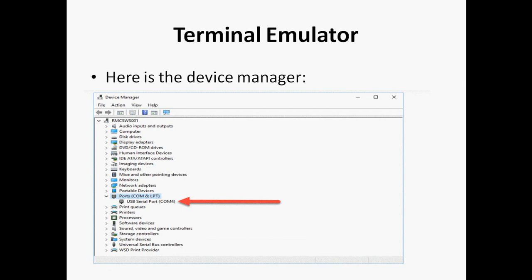So which port we have to find out. That's why we have to go to the device manager. In the device manager, under Ports (COM and LPT), here in the red color line we can see COM4. So my port is connected through COM4.